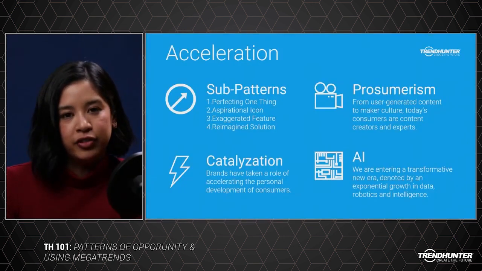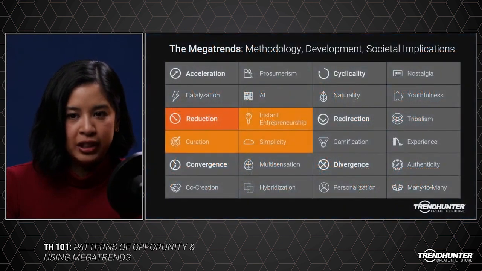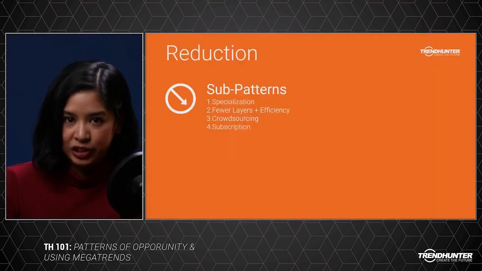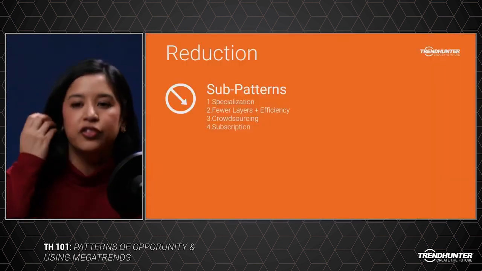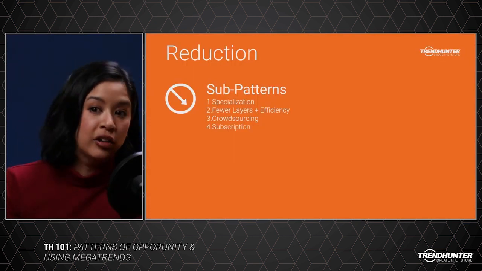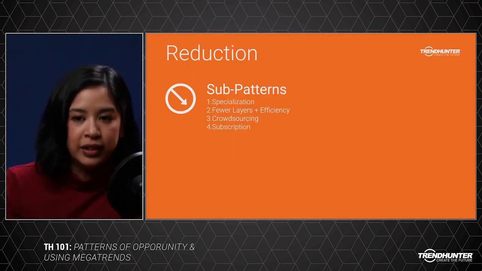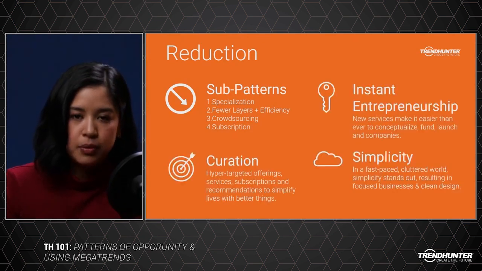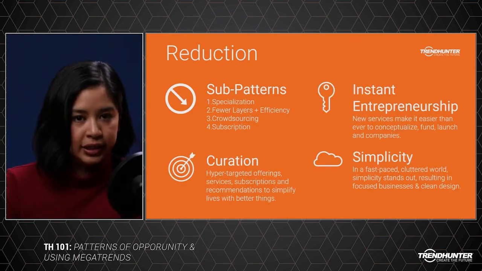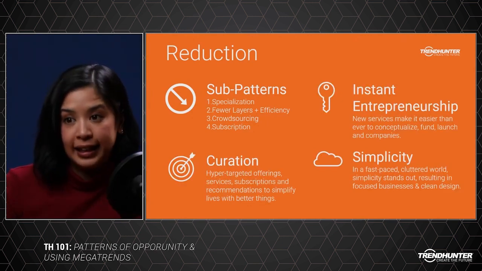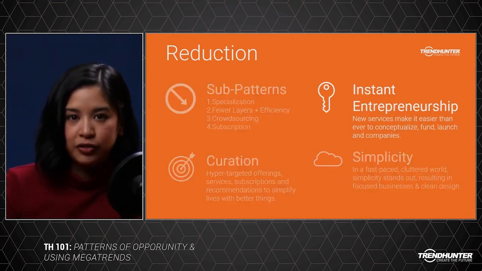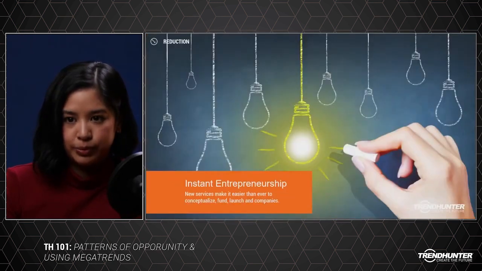So that wraps us up for the megatrends under acceleration. Let's move on to reduction. Now, reduction, if you remember, is all about the power of omission. Within it, we have the subpatterns of specialization, efficiency, crowdsourcing, and subscription. The megatrends here include instant entrepreneurship, simplicity, and curation. So let's kick off with instant entrepreneurship.